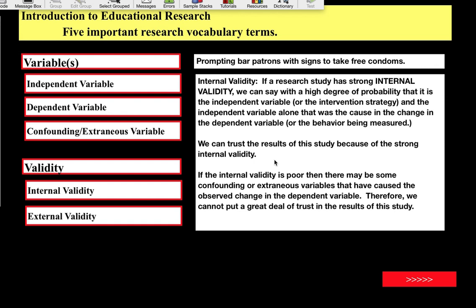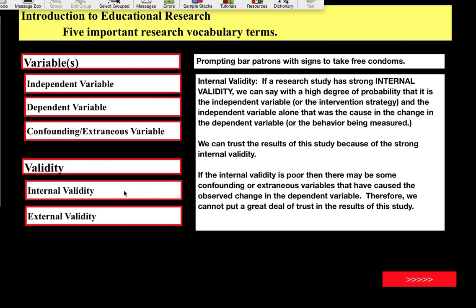If a study, again, has strong internal validity, we can say with a high degree of probability it was the independent variable. Or in our case, the article we read, we can say with a high degree of probability it was the prompting of bar patrons with signs that caused the increase in the condoms in the dependent variable. If a research article has very poor internal validity, well, there may be confounding or extraneous variables that cause the observed change in the dependent variable. Therefore, we cannot put a great deal of trust in the results of that study.